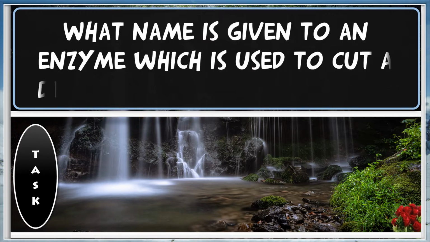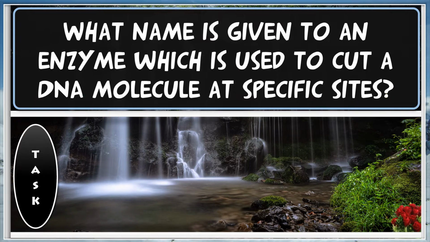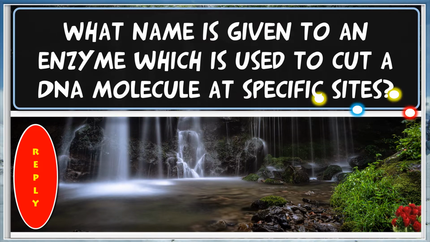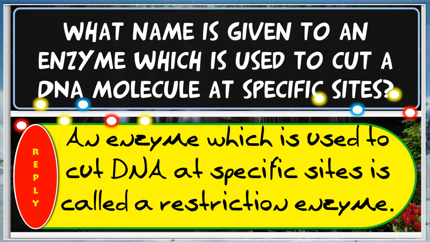What name is given to an enzyme which is used to cut a DNA molecule at specific sites? An enzyme which is used to cut DNA at specific sites is called a restriction enzyme.